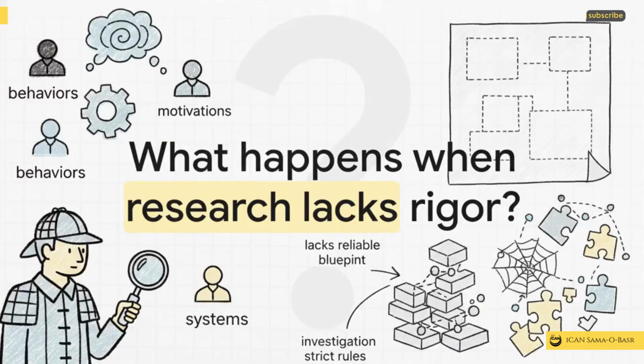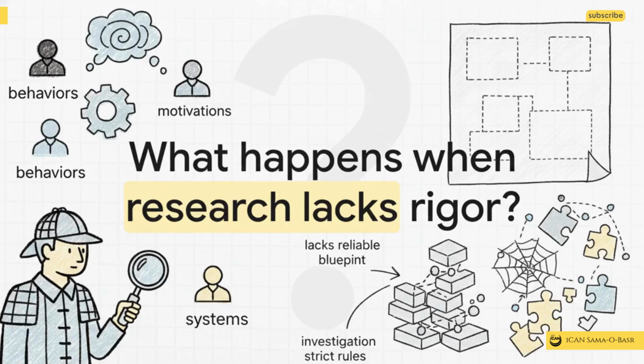So, to really grasp why grounded theory is just so important, we first have to understand the incredibly high stakes of qualitative research. Imagine a researcher as a detective, trying to solve a super complex case. They're looking at human behaviors, motivations, complex systems. But what happens when that detective doesn't have a reliable blueprint for finding the truth? Like, what actually happens when research lacks rigor?